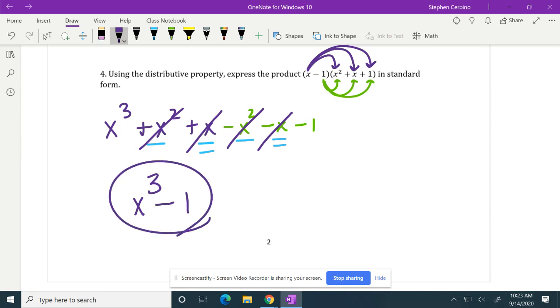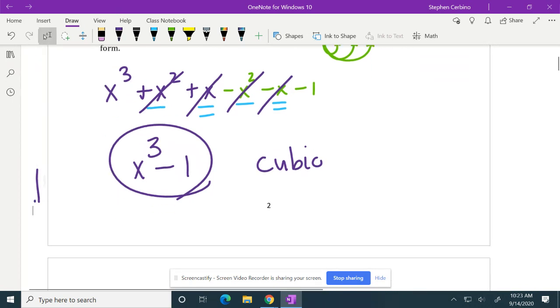X cubed makes this a cubic polynomial, right? Knowing the names is important because they might come up in a question. They might say a cubic polynomial looks like this, and you want to know what they're talking about. Okay, so quartic means x to the 4th power is the biggest exponent. Cubic means x to the 3rd power is the biggest exponent.